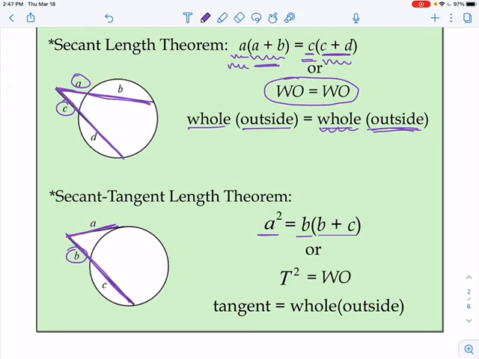Really what that means, that should be a square there, is that the tangent squared, that's what the T stands for, tangent, equals the whole times the outside. And again, if you wanted to look at it like WHO, at the top part here, the whole and the outside are the same thing. It would be A times A, or A squared, or your tangent squared. So your tangent squared is going to equal your whole segment times your outside segment.